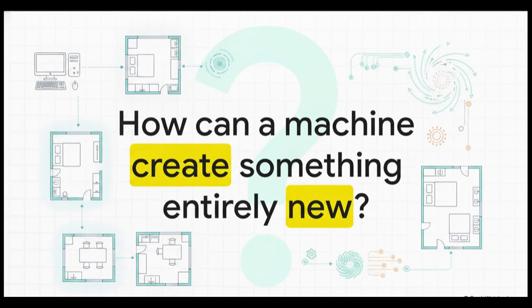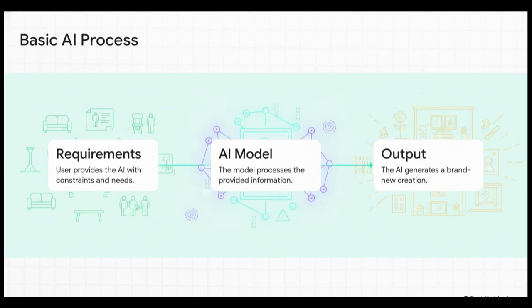You didn't give it a finished blueprint, right? You just gave it instructions. And this brings us to our core mystery. How exactly can a machine take what you ask for and create something entirely new? You know, that room analogy brilliantly hits the nail on the head for understanding the basic mental model of this tech. In step 1, you provide your requirements, like the room size or the furniture you need. Then, in step 2, the AI model processes those specific constraints. And finally, in step 3, it hands you a generated output. It's essentially a direct pipeline right from your specific needs straight to a brand new creation.